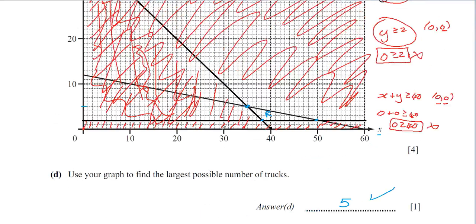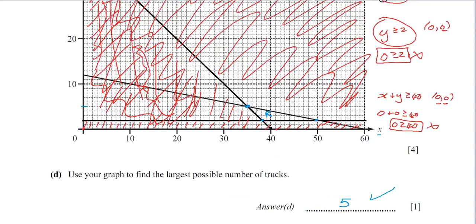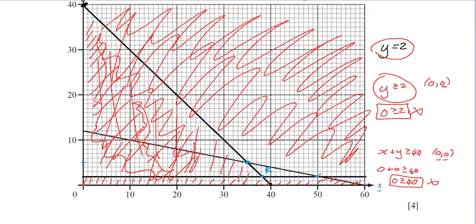So let's take this first coordinate. Let's see, 1, 2, 3, 4, 5. This is 35 and 5. So 35 and 5 is the first vertex, and this point over here is going to be 38 and 2. 38 and 2. And the last vertex is 50 and 2.